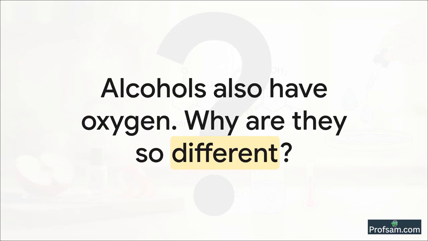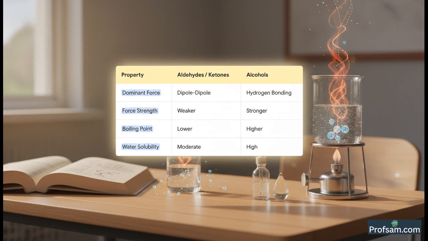Now, a very common doubt from many students is this. You might be thinking, "Sir, but alcohols also have an oxygen atom, so shouldn't they behave similarly?" But we know that an alcohol, like ethanol, evaporates much more slowly than acetone. So why are they so different? Let's just look at this comparison. The most important difference is the dominant intermolecular force. For aldehydes and ketones, it's the weaker dipole-dipole forces. But for alcohols, it is the much stronger hydrogen bonding. Because this force is stronger, alcohols have higher boiling points and they are also more soluble in water.